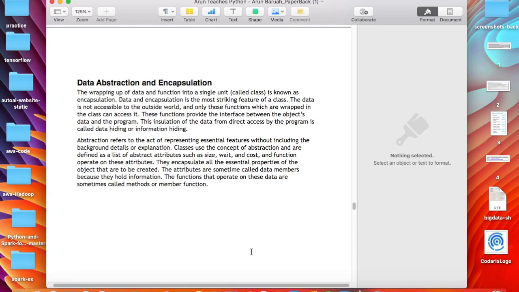The attributes are sometimes called data members because they hold information. The functions that operate on this data are sometimes called methods or member functions. Generally in object-oriented programming systems, the functions are mostly called methods.